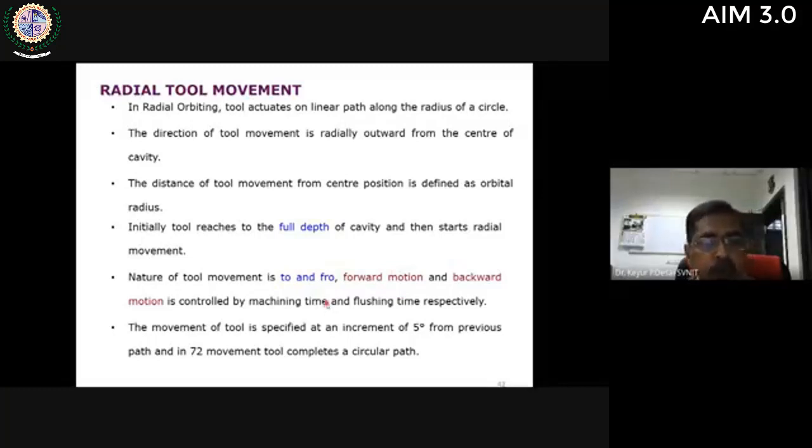The movement of the tool is specified at an increment of 5 degrees from the previous path. In 72 movements, the tool completes a circular path, meaning that once the tool has reached the extreme orbital radius, it comes back. It is oriented by 5 degrees. It will move at a 5 degree angular distance compared to the initial movement.